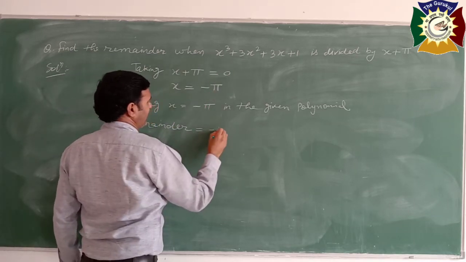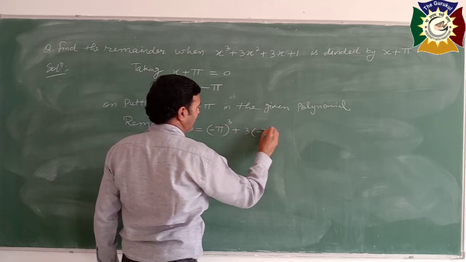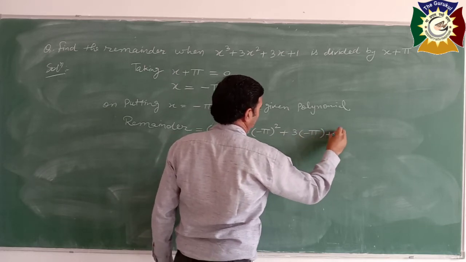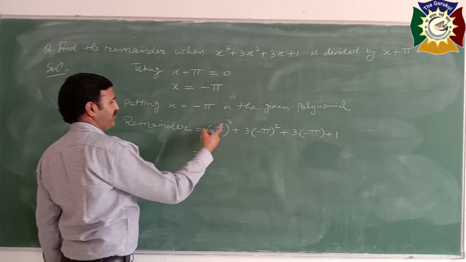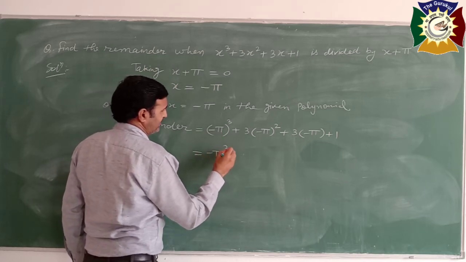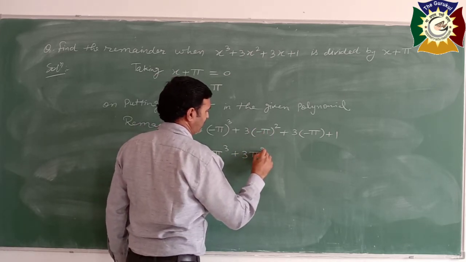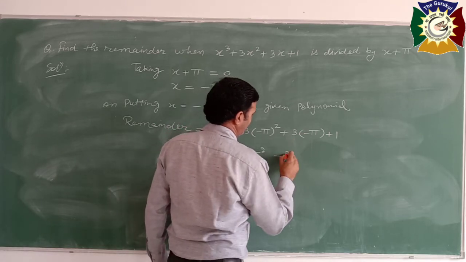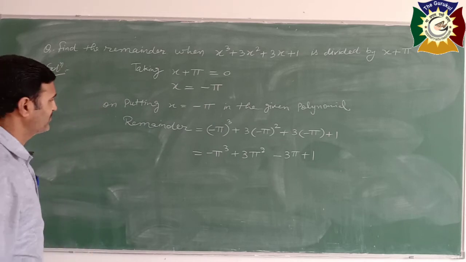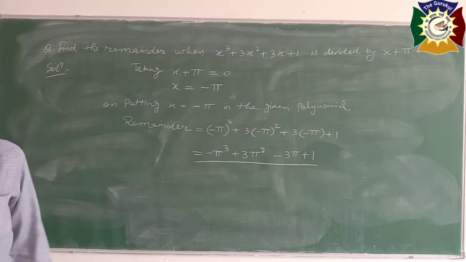So put minus pi: (minus pi) cube plus 3 (minus pi) square plus 3 into minus pi plus 1. Minus pi cube is an odd power of the negative sign, so we get the negative sign. Plus 3 pi square, even power, so we get positive. Minus 3 pi plus 1. All the terms are unlike, so we cannot simplify this. So this is the remainder. This is the answer for the remainder.